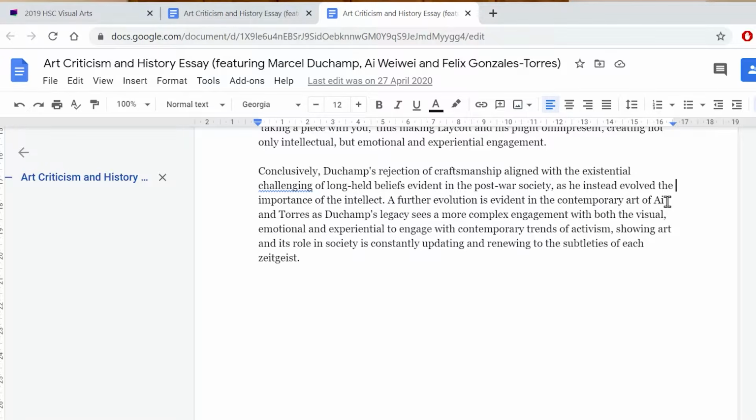A further evolution is evident in the contemporary art of Ai Weiwei and Torres, as Duchamp's legacy sees a more complex engagement with both the visual, emotional, and experiential to engage with contemporary trends of activism, showing art and its role in society is constantly updating and renewing to the subtleties of each zeitgeist. And that's the conclusion done.